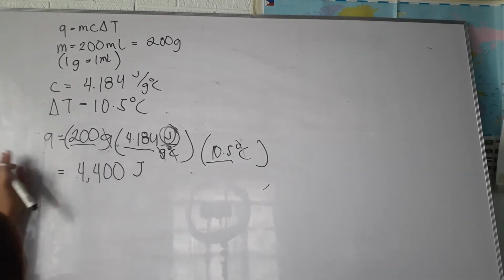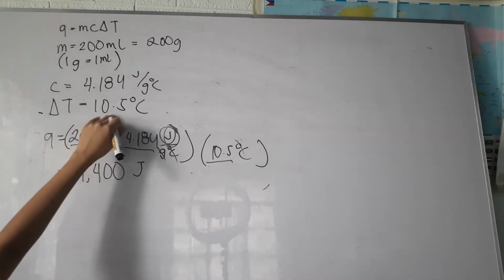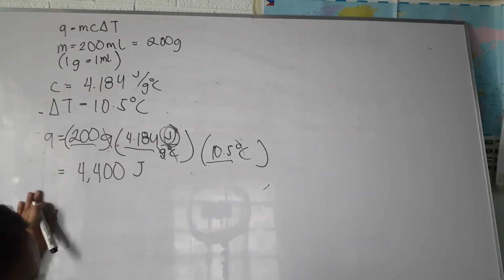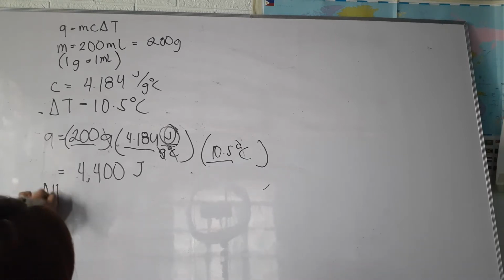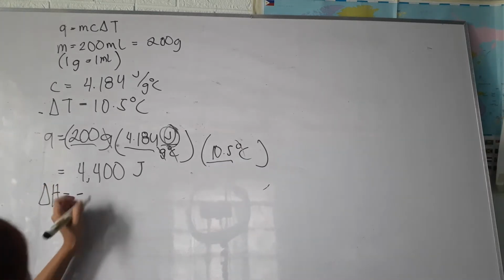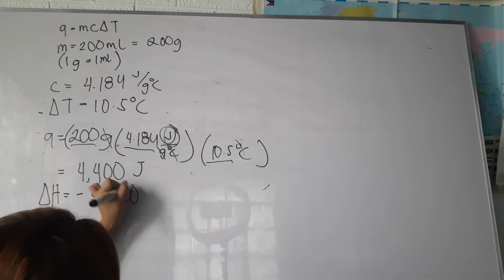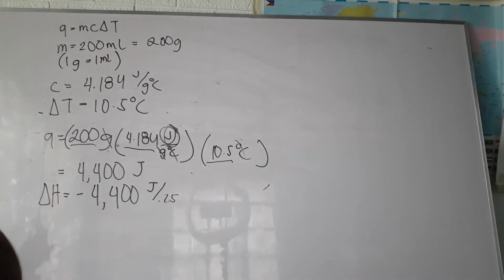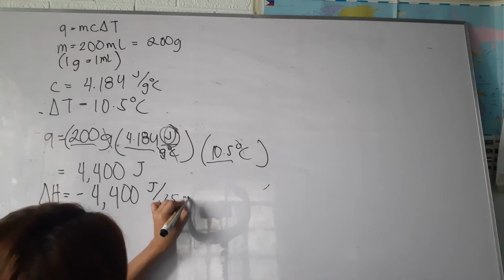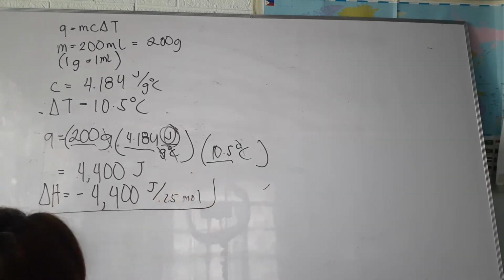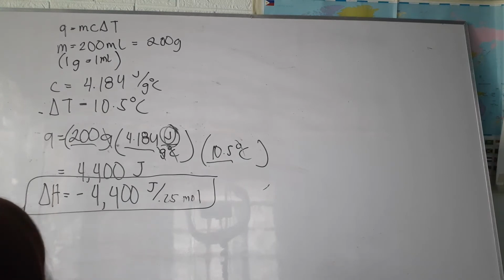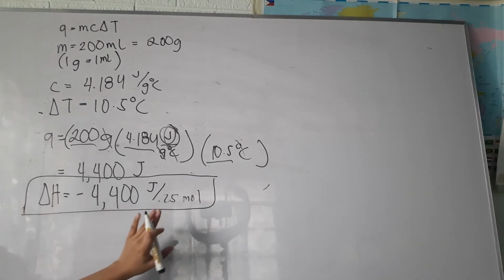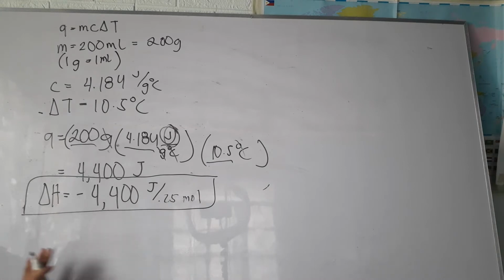And sabi doon, nag-increase yung temperature by 10.5. So, this is an exothermic solution. Therefore, the change in enthalpy is equal to negative 4,400 joules per 0.25. Since sinabi doon na 0.25 mol, so this is per 0.25 mol. So, this is the change in enthalpy of the reaction. Yung reaction, kasi 0.25 mol yun. Ayan. Then, sabi naman doon, what is the enthalpy change for the production of 1 mol of CaF2?